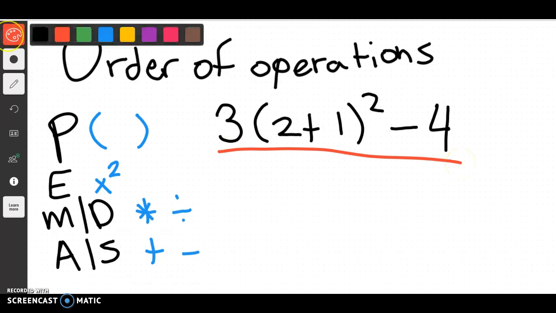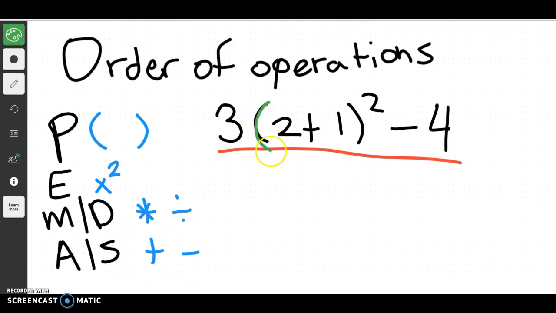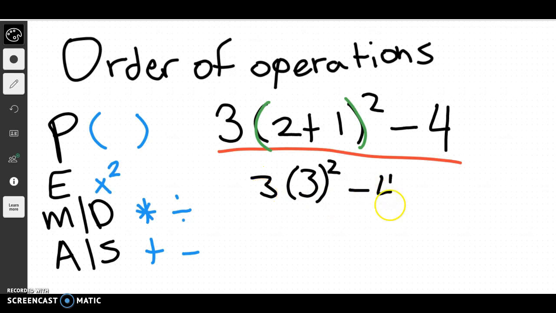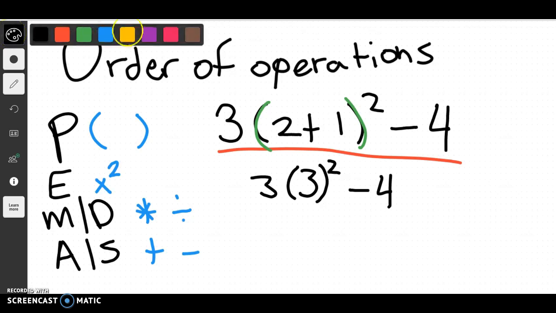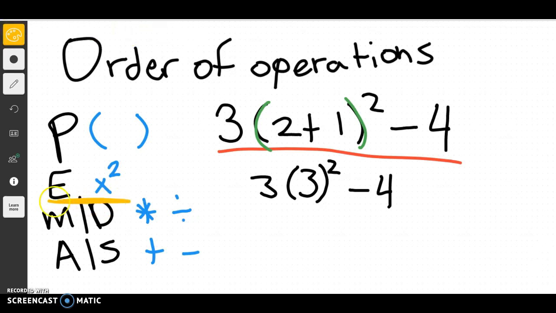So in this problem, the first thing I would do would be inside these parentheses. And inside these parentheses, you get 2 plus 1. And 2 plus 1 gives you 3. So now we have 3 squared times 3 minus 4. The next thing that I would want to do would be to do my exponent, which is this little 2. That tells you to do 3 times 3, which would give you 9 minus 4.